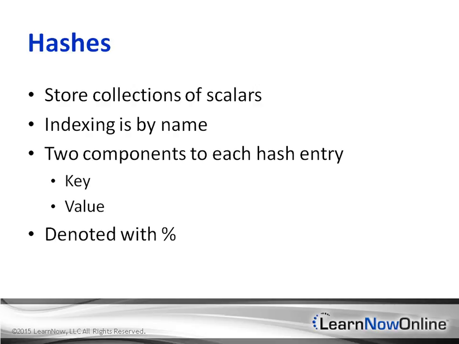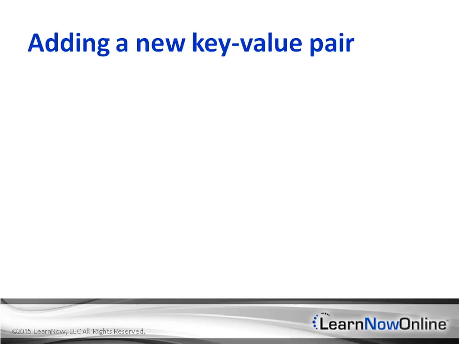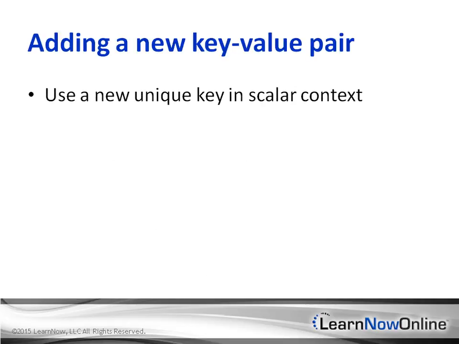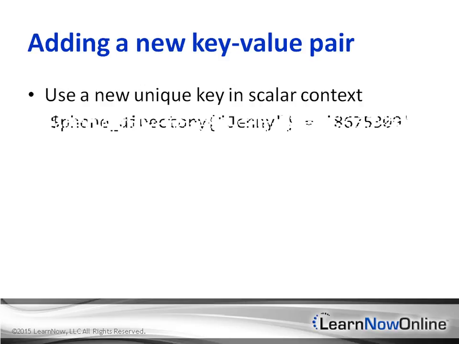So rather than using that little @ sign like we've done for arrays, we're going to use a % sign to indicate a hash. And rather than using brackets like we've done with arrays to get the index value, we're going to use these little curly braces when we index by name into our hash. So the syntax looks a little bit different, but the general technique is very similar to what we do with an array. If you wanted to add a new key-value pair, you could just use some unique key in a scalar context. It would look something like this.